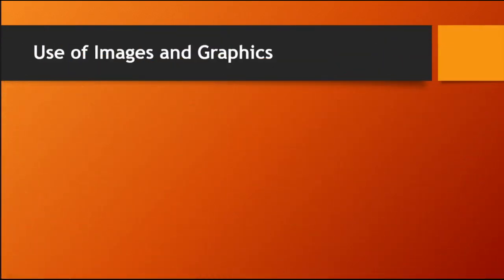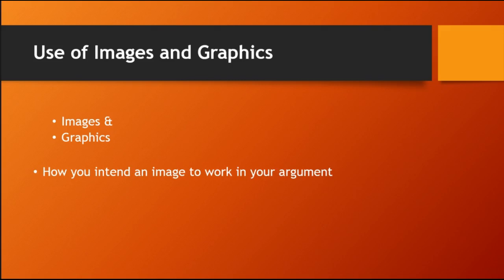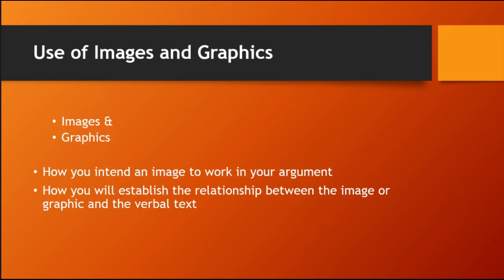Use of images and graphics. The fourth design element includes images and graphics, which can powerfully condense information into striking and memorable visuals. A major point to keep in mind when using images is that a few simple images may be more powerful than complicated and numerous images. Consider how you intend an image to work in your argument and how you will establish the relationship between the image or graphic and the verbal text.